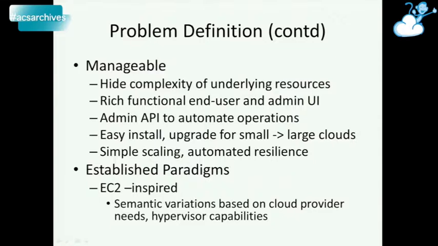And then an admin API, which other clients can use to drive automation in the cloud, is also a very important goal and a big part of CloudStack. So you'll never find the UI talking to CloudStack through a secret channel. It's always through the admin API. So, easy install and upgrade, of course. And simple scaling: it should be as easy as adding more memory or more CPU cores to scale CloudStack.